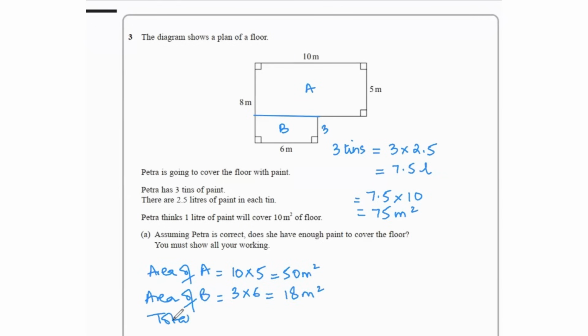So the total area is 50 plus 18, and that's 68 meters squared. So the area of the plan is 68. The amount of area the 3 tins will cover is 75. So does she have enough paint? Yes, she does.